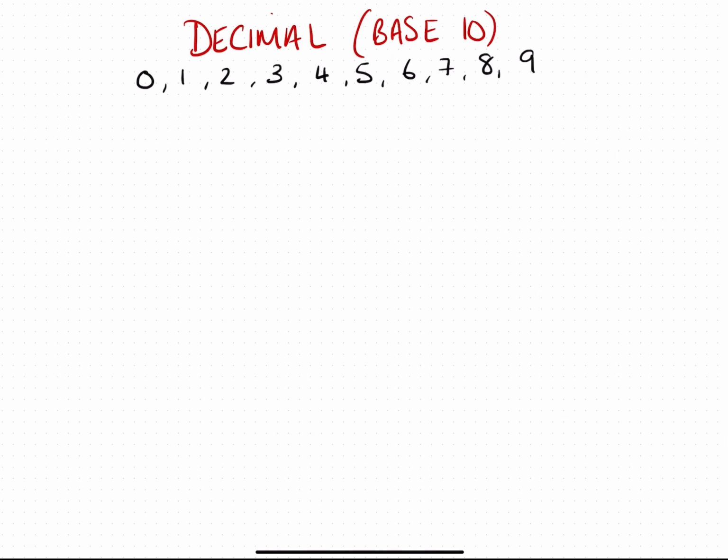Okay, so we're going to start by looking at our own decimal or base 10 system. This is the system you would have learned since primary school. It's called base 10 because it's based on 10 individual digits, 0 to 9. They're the fundamental building blocks of our number system, the decimal number system.